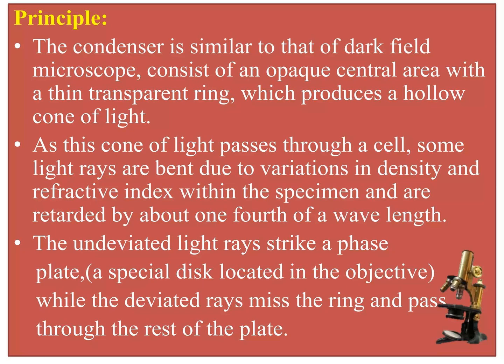The microscope consists of an opaque central area with a thin transparent ring, which produces a hollow cone of light. As the cone of light passes through the cell, some light rays bend due to variation in density and refractive index within the specimen and are retarded by about one-fourth of a wavelength. The undivided light rays strike a phase plate, a special disc located in the objective, while the divided rays miss the ring and pass through the rest of the plate.